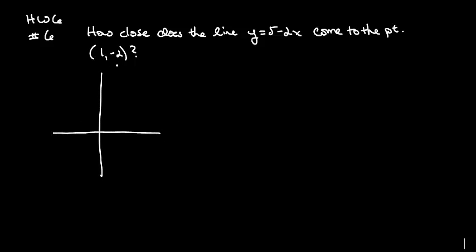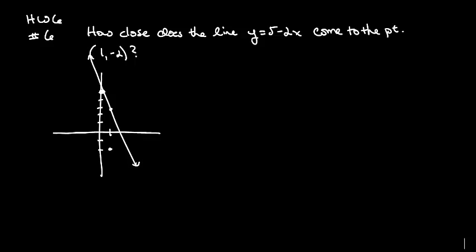So here's our coordinate system. And here's the point 1, negative 2. Now the line y is equal to 5 minus 2x has a y-intercept of positive 5 and has a slope of negative 2, so down 2 over 1. Okay, so we'll just go ahead and draw that line in as best we can. Okay, so there it is.